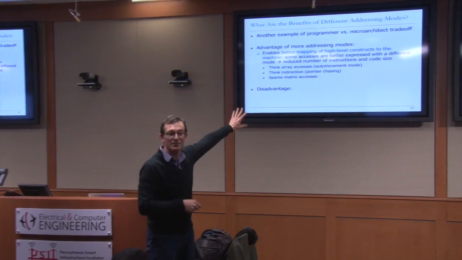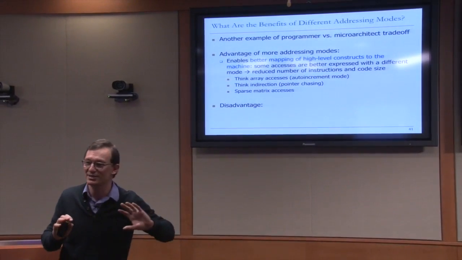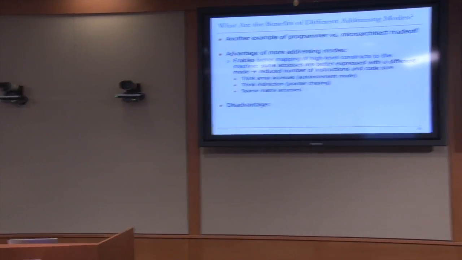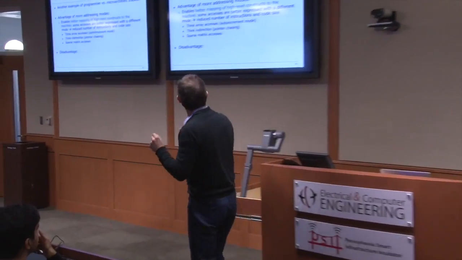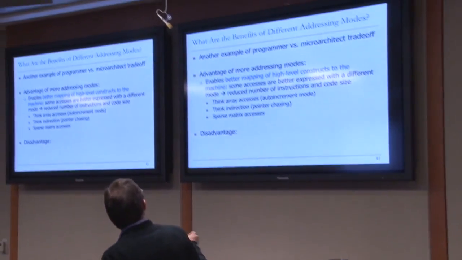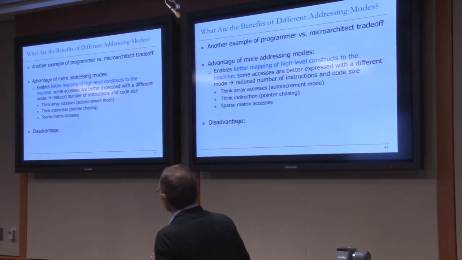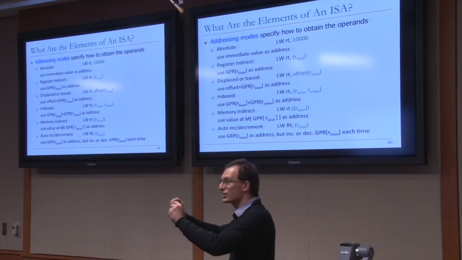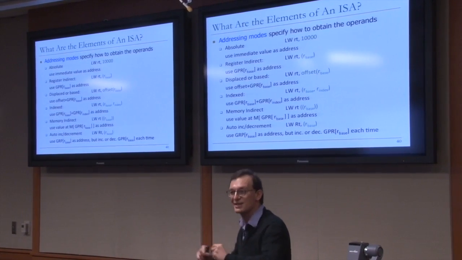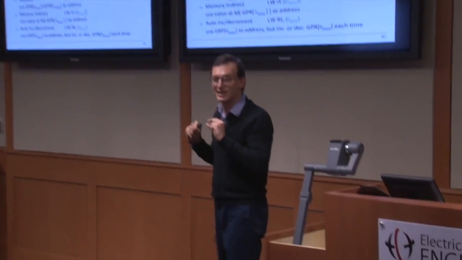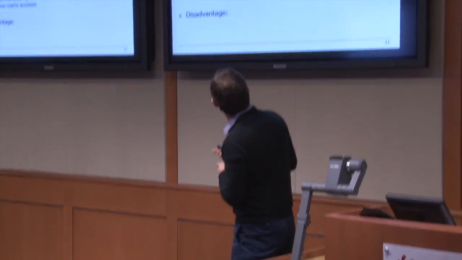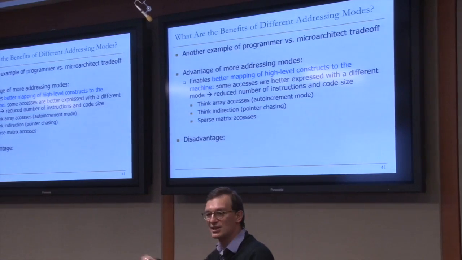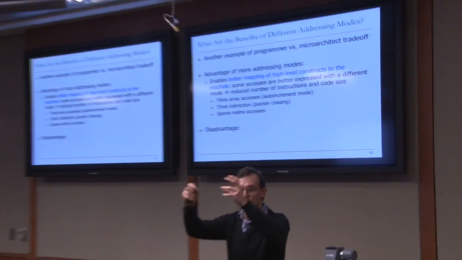For example, the auto increment mode is one very simple example, right? If the address is automatically incremented, you don't need an additional instruction, which reduces the number of instructions as well as your code size. If you have this memory indirect addressing mode, you can store a pointer in memory, and you can use that as the address of another location, right? That enables pointer chasing if you have linked data structures, for example, if you want to do indirect accessing.